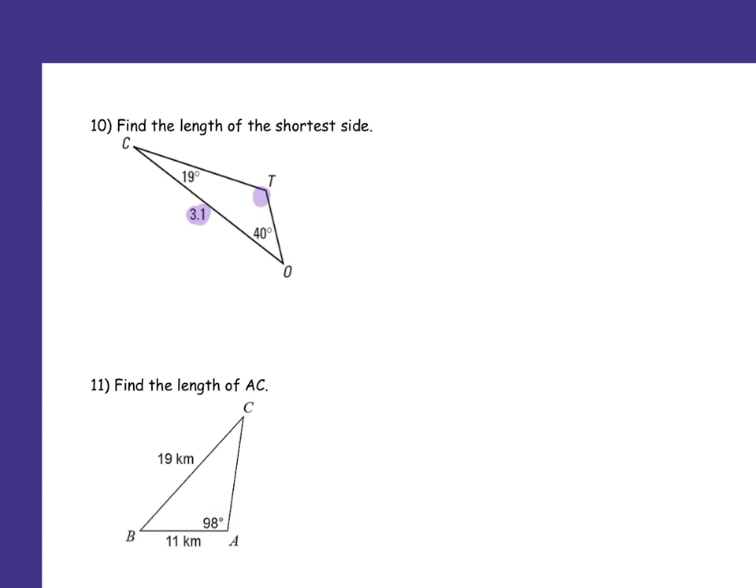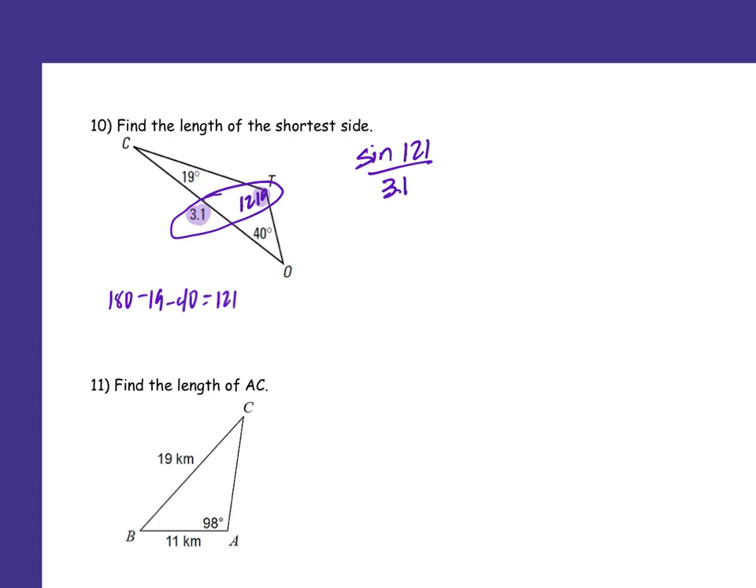So can I find that angle? Well, yeah, I know 2 of the 3 angles. So I can go 180 minus 19 minus 40. And sorry, guys, I don't have these answers done already, so I have to do the math here. 180 minus 19 minus 40 is 121. So this angle is 121 degrees. So now I know the 2 angles. These are the ones I'm going to use on my sine. So I know I have sine of 121 over 3.1.